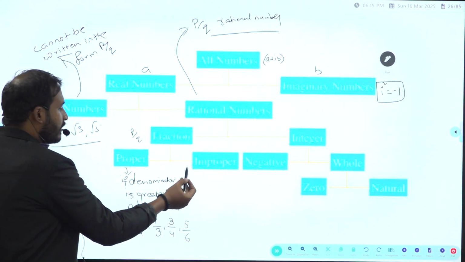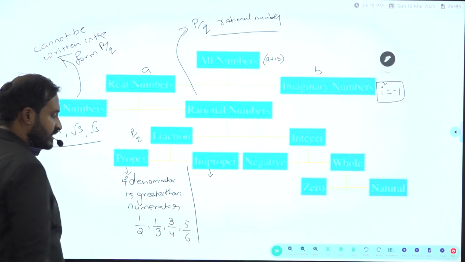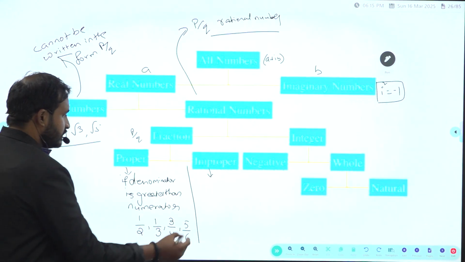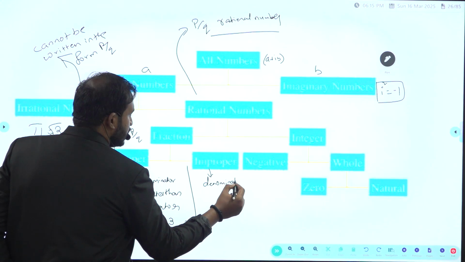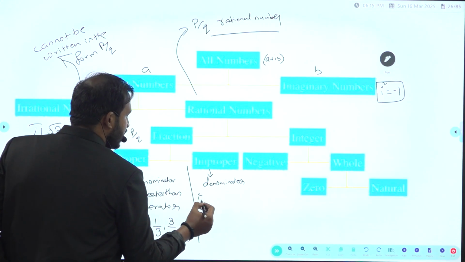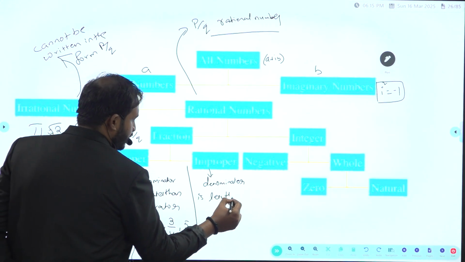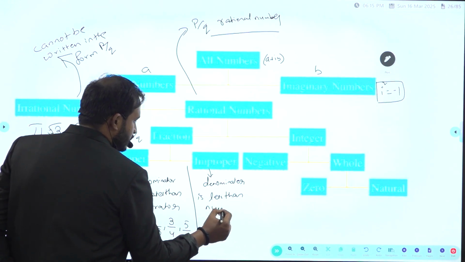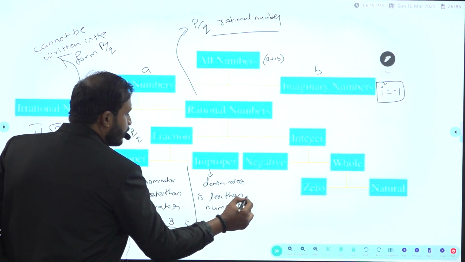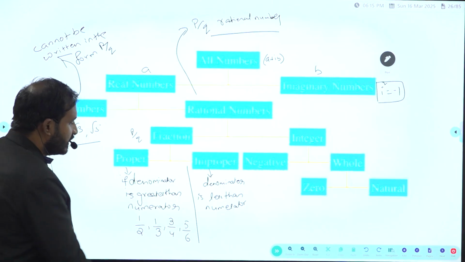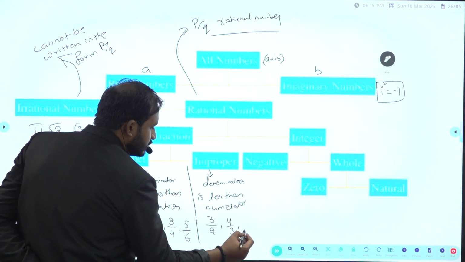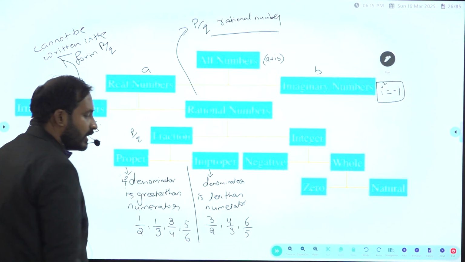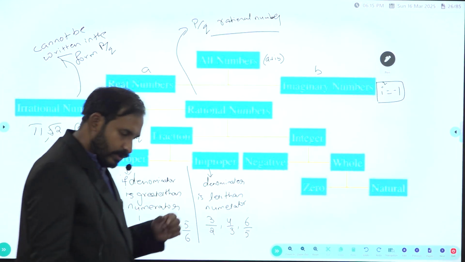And what is an improper fraction? Improper fraction means if the denominator is less than the numerator, we call it an improper fraction. Examples are 3 by 2, 4 by 3, 6 by 5. All these we call improper fractions.